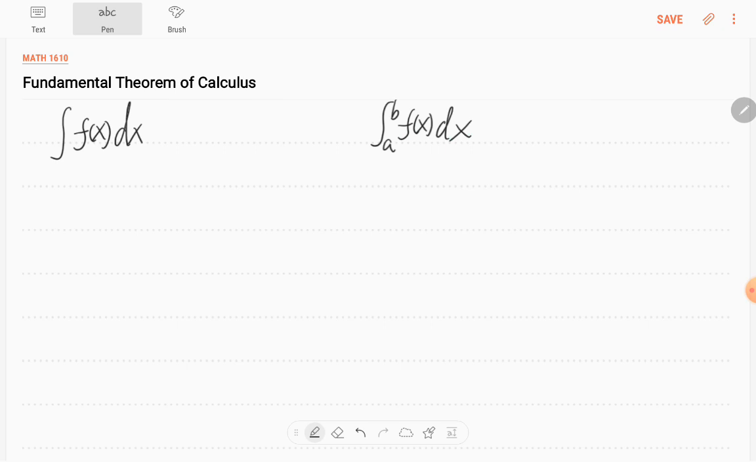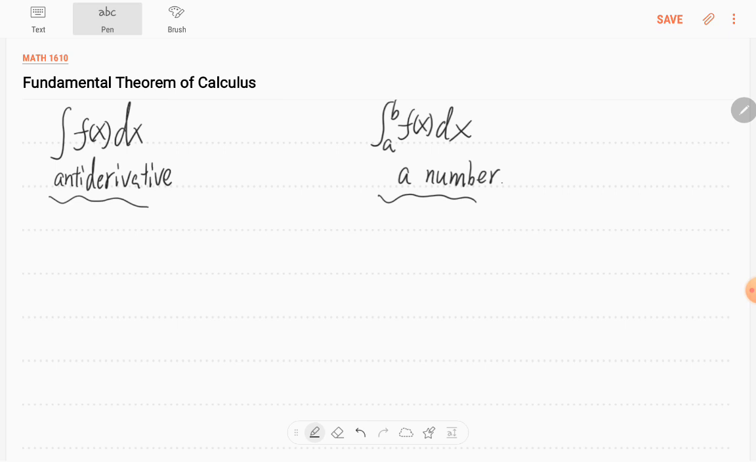The indefinite integral is actually the antiderivative, and this definite integral is a number. It represents the signed area between the curve and the x-axis. But the notation is very similar, so they must have some relations between each other.